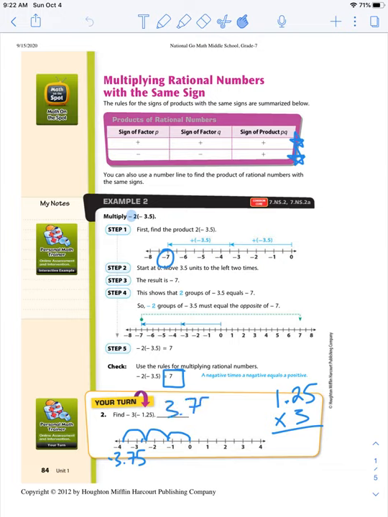If you multiply it out like I did on the right here, 3 times 5 is 15, mark the 5, carry the 1. 3 times 2 is 6, plus 1 is 7. 3 times 1 is 3. Make sure the decimal has 2 digits after it. Answer is 3.75.